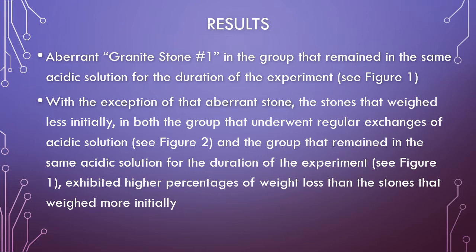And I also noticed that it deviated from this trend here of stones that had lower initial weights exhibiting higher percentages of weight loss than stones that weighed more initially. So granite stone number 1 deviated from this trend in that it lost more weight than its counterpart in the group that underwent regular exchanges of acidic solution, even though this deviant granite stone weighed more than its counterpart. So that's just one example of how it deviated from a trend that I noticed in all the other stones.